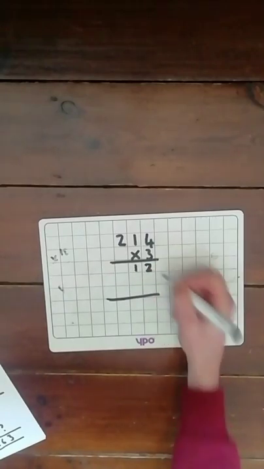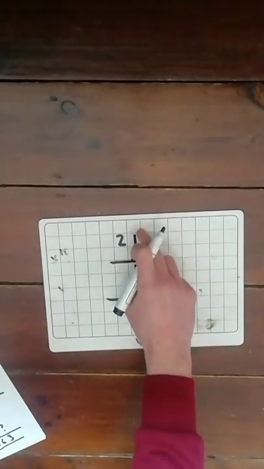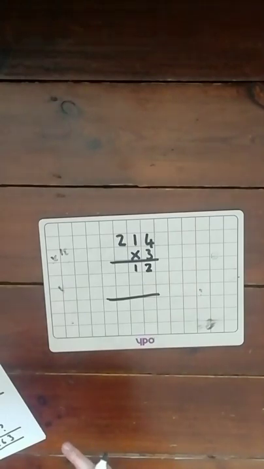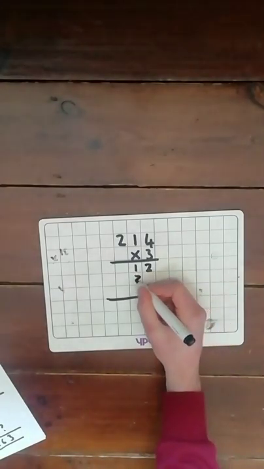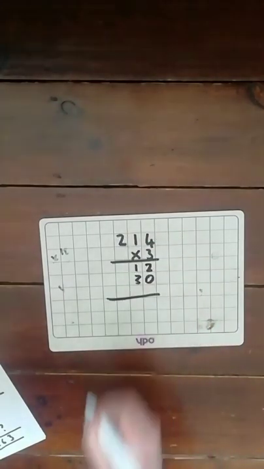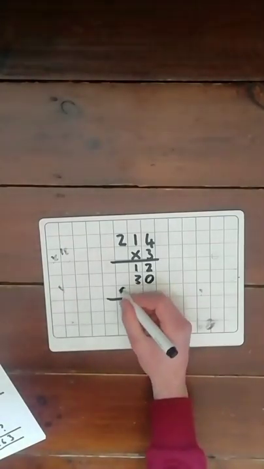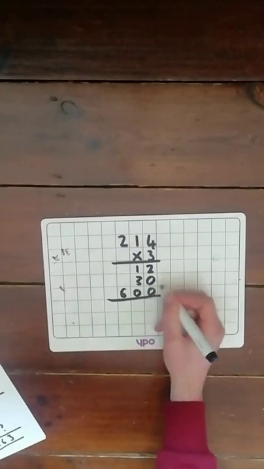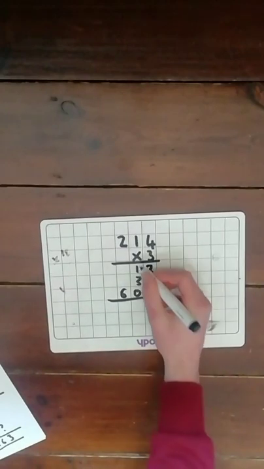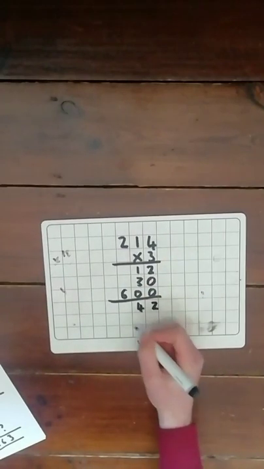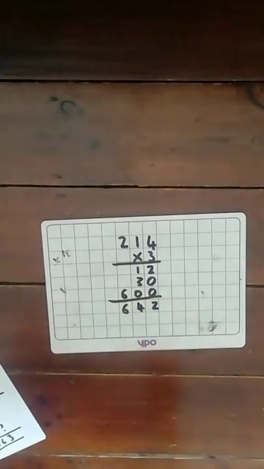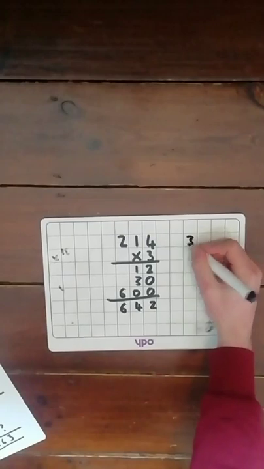is 12. 3 times 1, it's not 1 though, it's 3 times 10, that's right, 30. And 3 times 2 is not 2, it's 100, so 3 times 200 is 600. Now if we add it all up together, 2, 4, and 6, 642. I'll let you have a quick practice at that one.